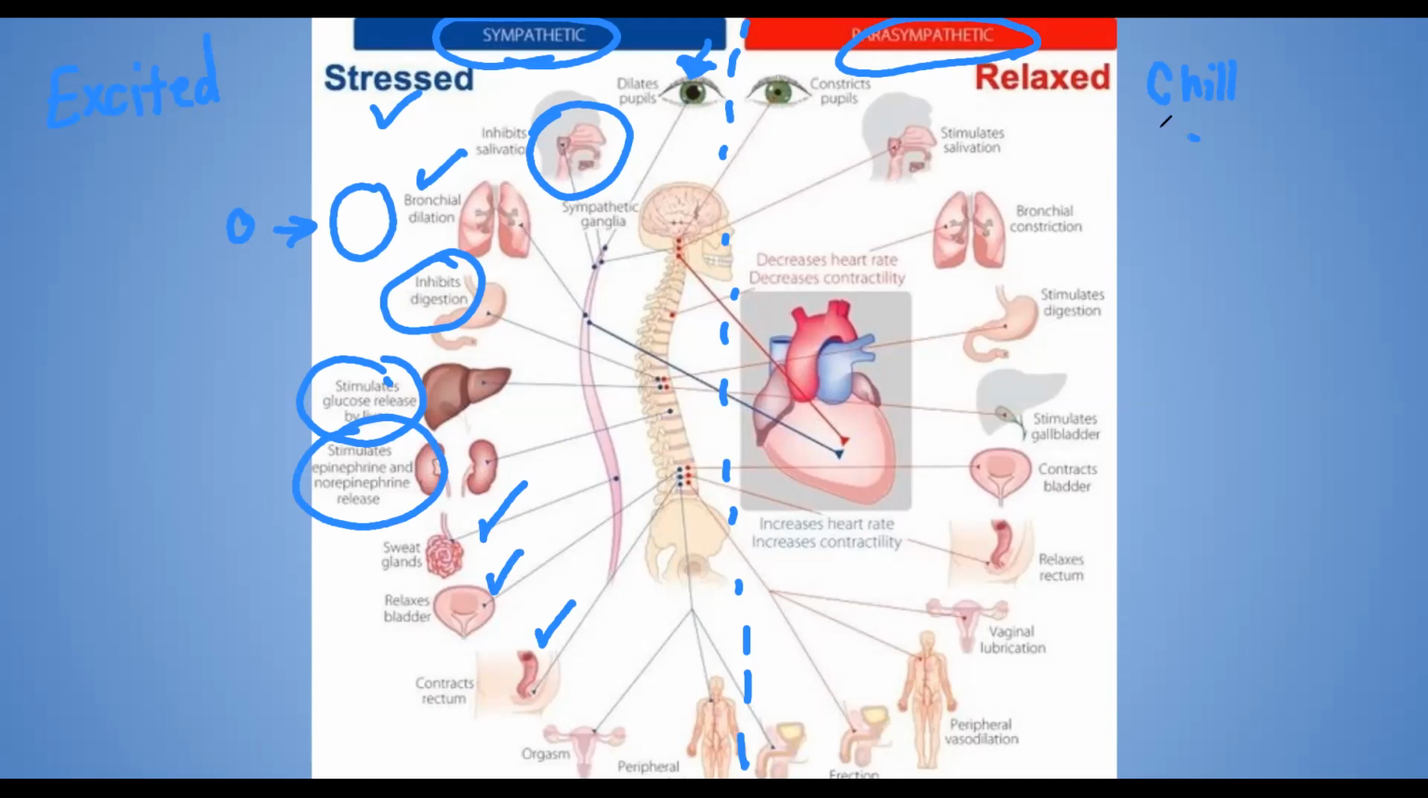If we move over here to our chill responses, we kind of have the opposite of all of these. So we're going to constrict our pupils, which is why when you're relaxed, you might not need to be as alert and to see movement as much. We're going to stimulate saliva so that we can start to digest. We don't need as much oxygen, so we're going to decrease the diameter of our bronchioles. We're going to send all that blood that we just had going to our muscles to our stomach. We're going to stimulate our gallbladder because our gallbladder makes a lot of the juices that are needed for digestion. We're going to contract our bladder. We're going to relax our rectum, and we're going to vasodilate.